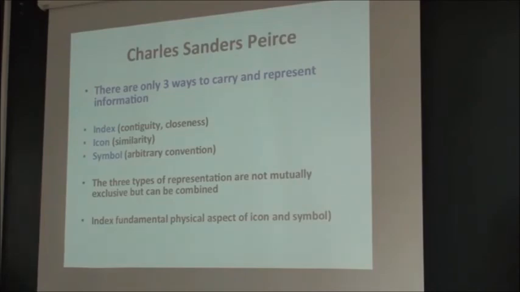Okay, so these are the three ways you can carry information. By contiguity, closeness, similarity, or arbitrary convention. Okay, this is important. This is surely one of the things you're going to hear again and again. This is one of the main theoretical insights. There aren't really any other ways to gather information.